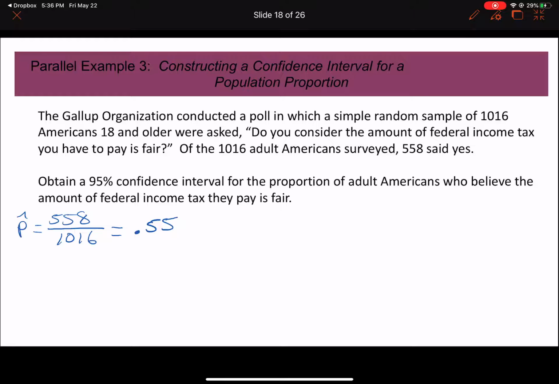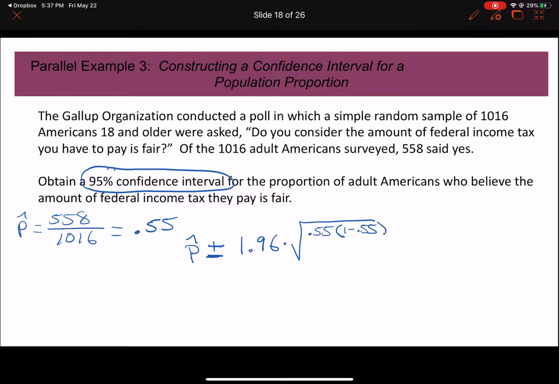So remember, in order to do the margin of error, I'm going to do p-hat plus or minus. You guys remember plus or minus from your earlier math classes? This means I add that amount and I subtract that amount. So I need a 95% confidence interval. Looking at my z-table on the chart at the bottom, I got 1.96. So it's 1.96 times the square root of 0.55 times 1 minus 0.55, which, newsflash, is 0.45, divided by 1016.